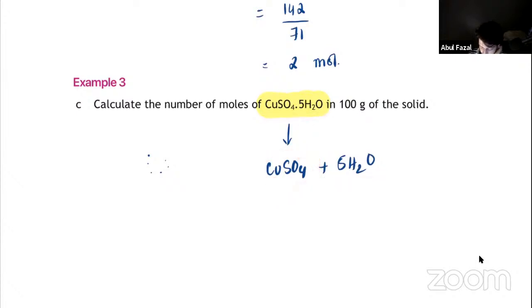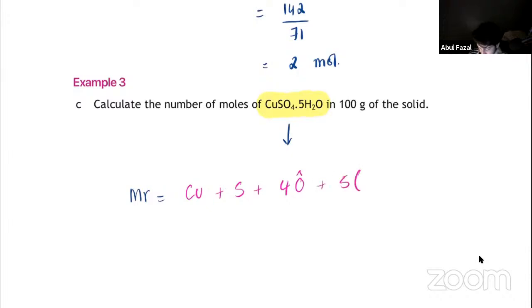So how would you calculate the MR for this? You'll say, the MR is equal to, well, it has 1 copper in it, 1 sulfur in it, 4 oxygens in it, I'll put a hat on oxygen, right? And it has 5 water molecules.